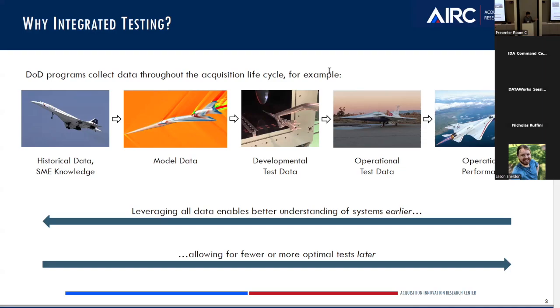Often these systems come with modeling and simulation capabilities. There might be similar historical data or subject matter expertise that we could bring to bear on these systems, right? So we want to take all of this disparate data and build it into one cohesive picture about how this system is going to behave. And really the goal here is, if we can do that, then we can understand the systems earlier, which might allow us to design more optimal tests later.